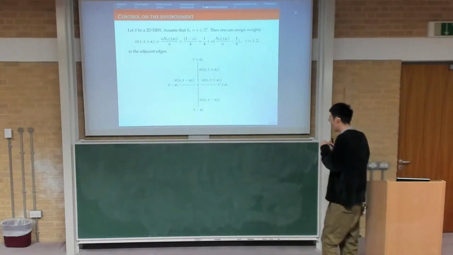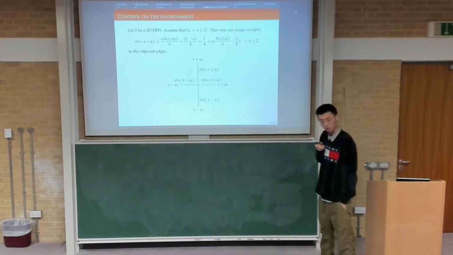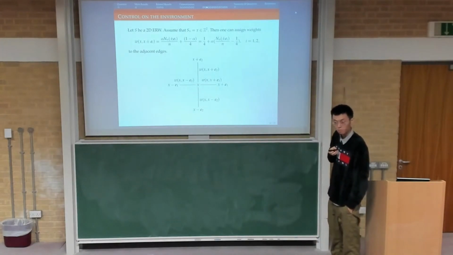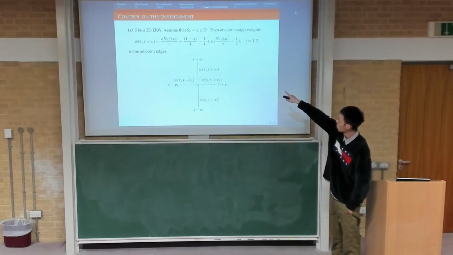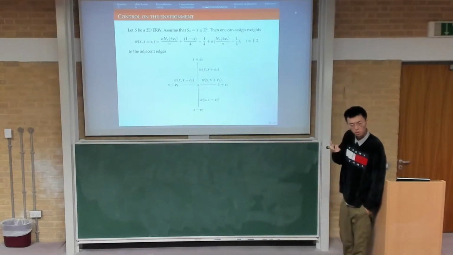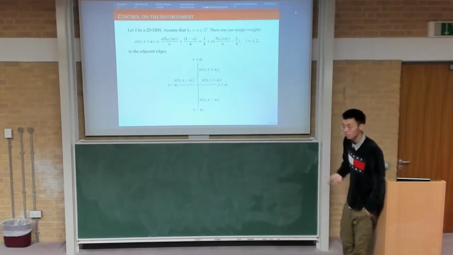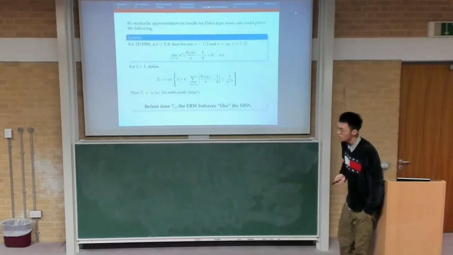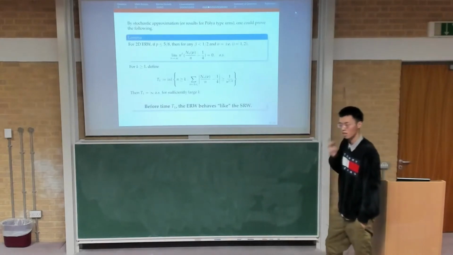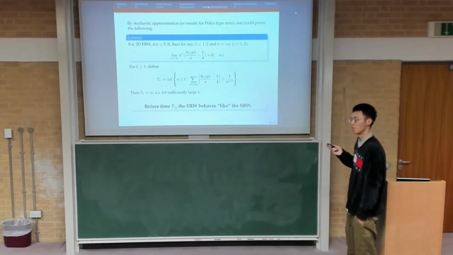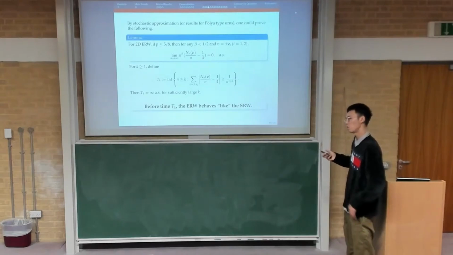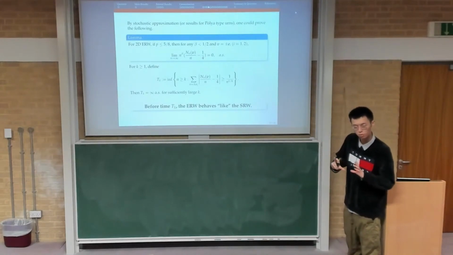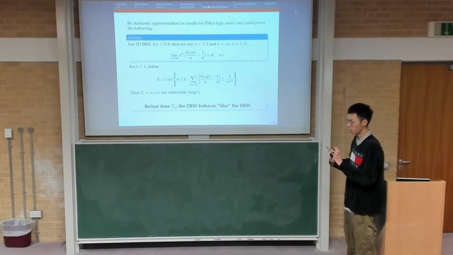So then we want to have some control on this dynamic environment. Basically, we are going to show that the second term, alpha times the empirical measure minus 1/4, is actually very small when alpha is less than 1/2. This can be done by using stochastic approximation or using some result from the Pólya urn model. Actually, in dimension 2, it's equivalent to a Pólya urn model with 4 colors.